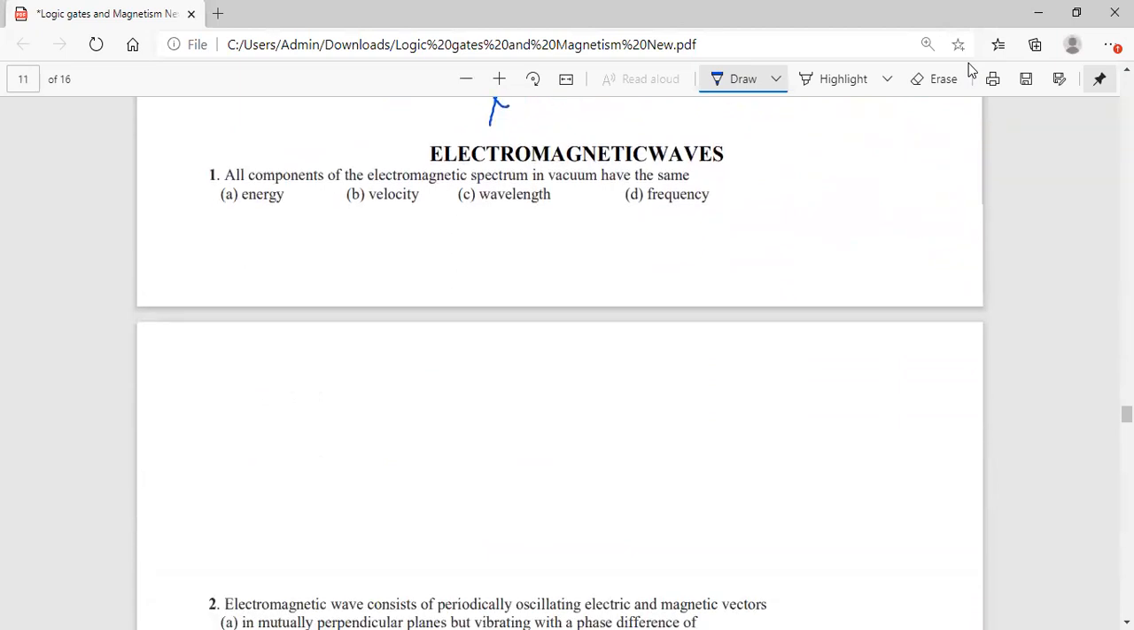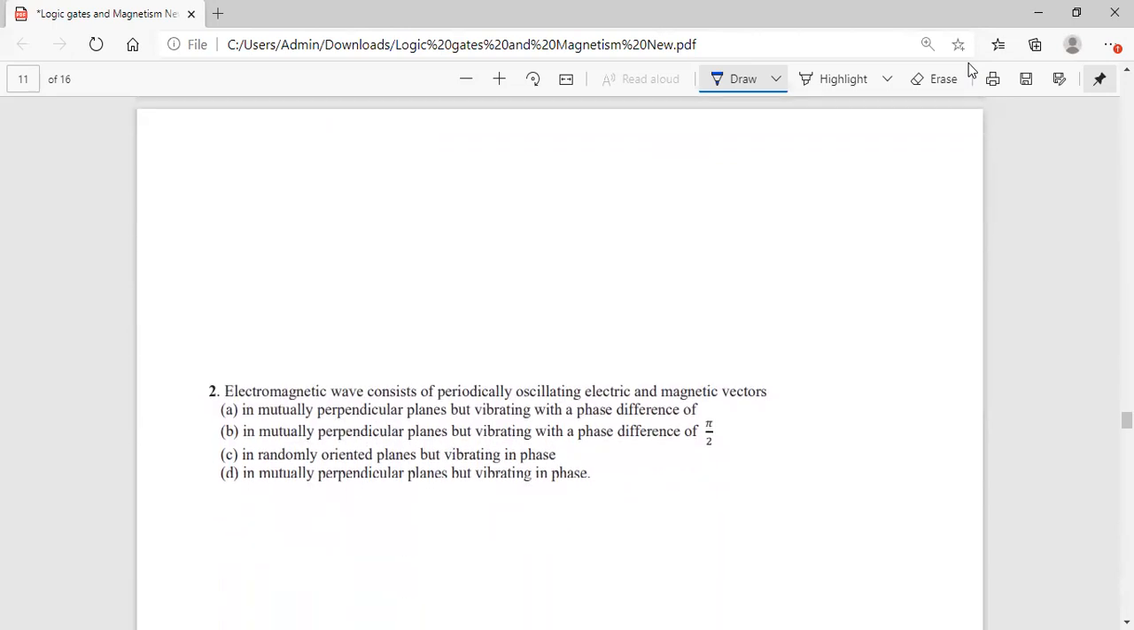Electromagnetic waves. First question. All components of the electromagnetic spectrum in vacuum have the same velocity, energy, velocity, wavelength, frequency. So here energy, wavelength and frequency are different. Depending upon the frequency only, the electromagnetic radiation is classified into 7 types. That is called the electromagnetic spectrum. Therefore, for all the electromagnetic radiations, energy, wavelength and frequency are different, but they are traveling with the same velocity. Therefore, option B is the correct answer.